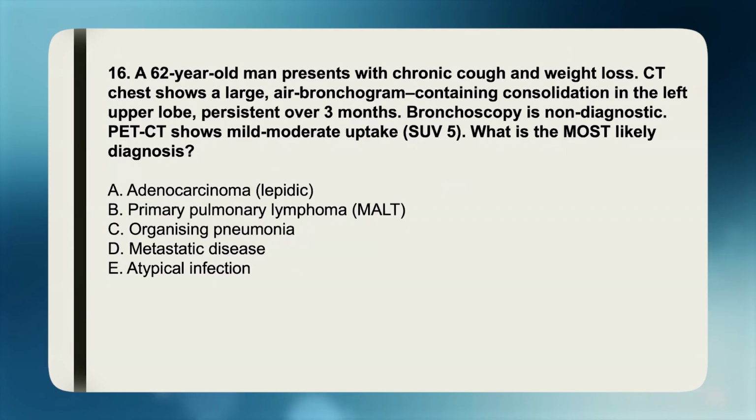A 62-year-old man presents with chronic cough and weight loss. CT chest shows a large air bronchogram-containing consolidation in the left upper lobe persistent over 3 months. Bronchoscopy is non-diagnostic. PET CT shows mild to moderate uptake. What is the most likely diagnosis?